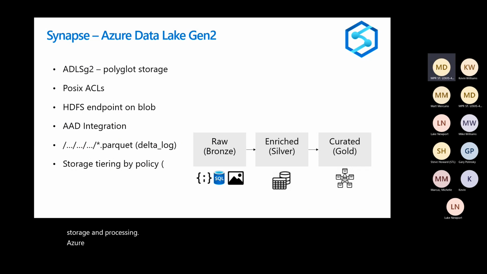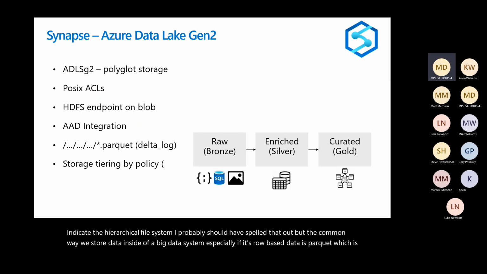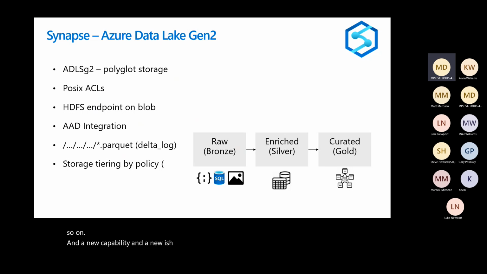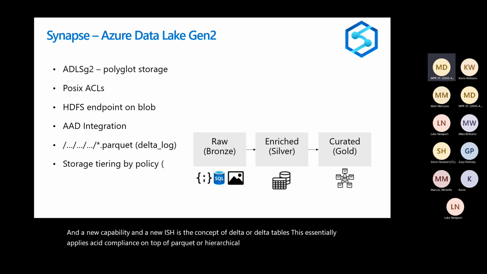It's very, very fast and optimized for big data storage and processing. Azure Active Directory is built in using POSIX ACLs, so read, write, execute, and that slash is meant to indicate the hierarchical file system. I probably should have spelled that out. The common way we store data inside of a big data system, especially if it's row-based data, is Parquet, which is, think of it as CSV, but highly enhanced with schema built in and so on. And a new-ish capability is the concept of Delta or Delta tables. This essentially applies ACID compliance on top of a more hierarchical file structure. So I'll be showing you a little bit of this.